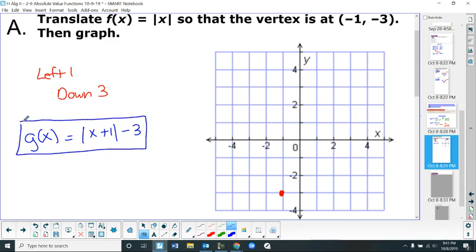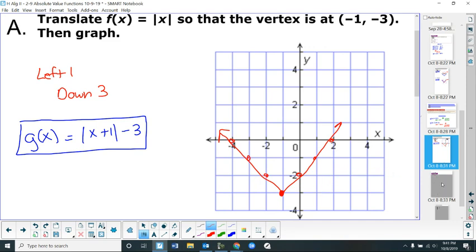Here's my equation. Now, how about my graph? The right side has a slope of 1. Left side has a slope of negative 1. I'm done. That's all I do. It's really simple to graph these. Absolute values are very, very simple to graph.